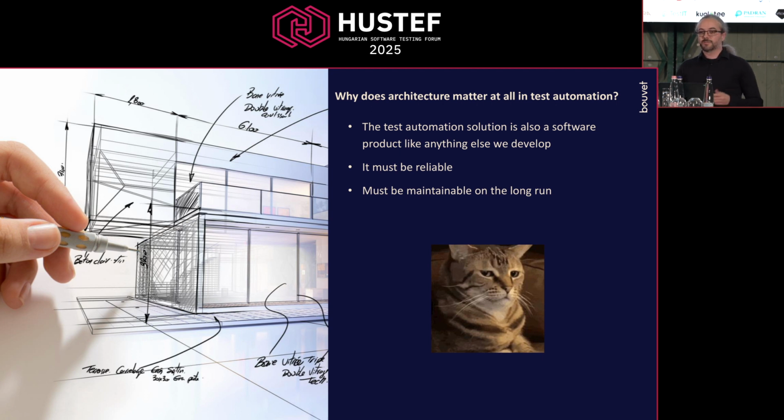So before we start, a question. Why does architecture matter at all in test automation? Well, the answer is really simple. The test automation solution is also a software product like anything else we develop. All right? It must be reliable. I think that goes without question. Like, if we are not able to trust the test automation solution, how are we able to trust the end results and that we have a quality product on our hands?